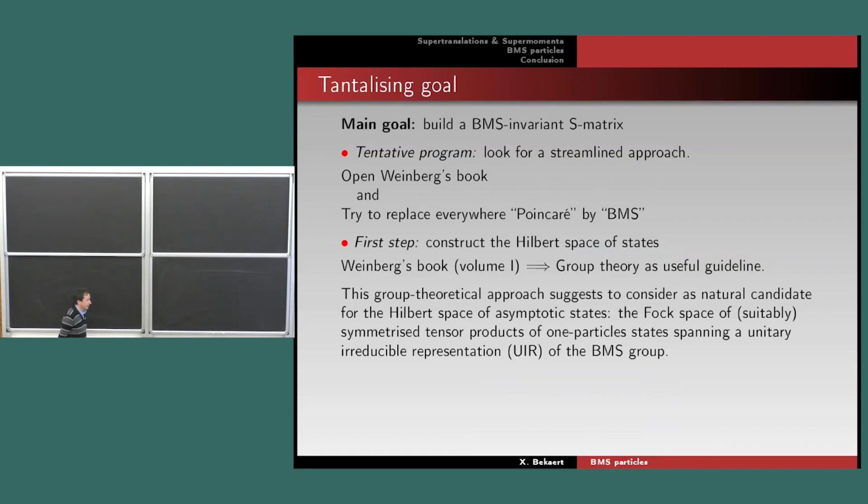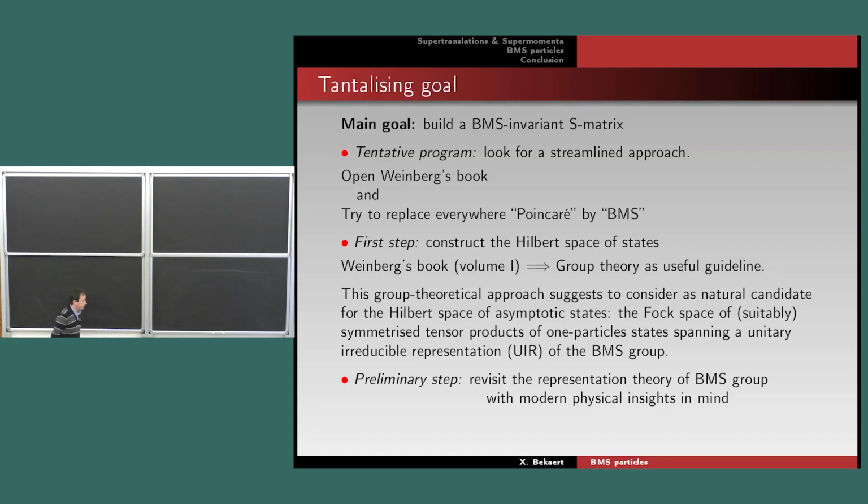And so basically, we would like to push the idea that to build the Hilbert space of asymptotic states in this context, you would like to think of a suitable Fock space, just tensor products of one particle states that span a unitary reducible representation of the BMS group. So this will be our working definition for a BMS particle. And in practice, a lot of work has been done, fortunately for us, on representations of BMS, but we would like to revisit them with modern insights in mind.